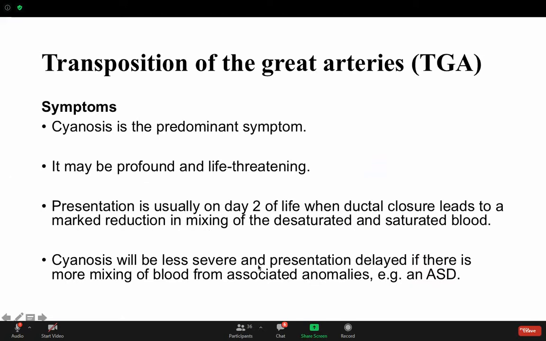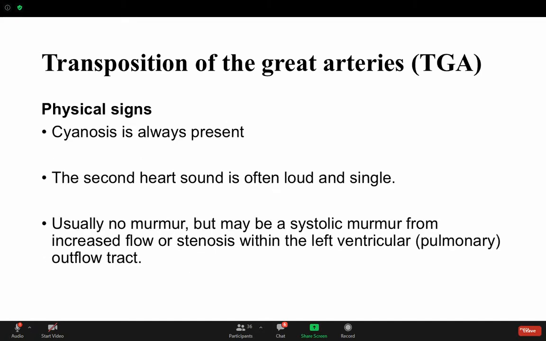Cyanosis will be less severe and presentation is delayed if there is more mixing of blood, if for instance they have an ASD. بصير عندهم more mixing، مو بصير واضح عندهم cyanosis. Okay. The physical signs زي ما قلنا cyanosis is always present. Second heart sound loud and single. So usually they will have no murmur. Okay. Usually they will have no murmur and cyanosis.